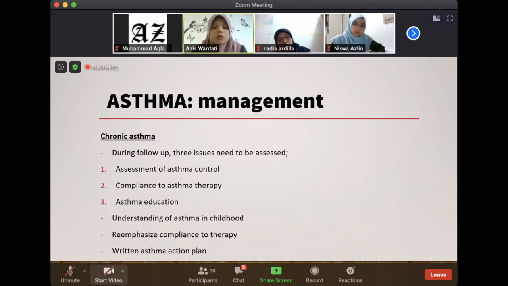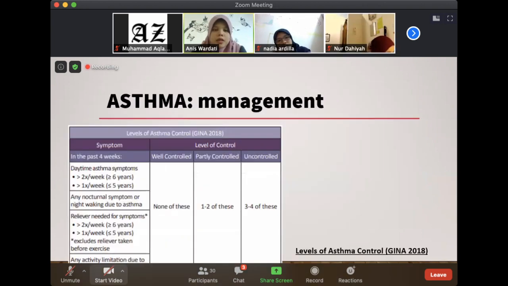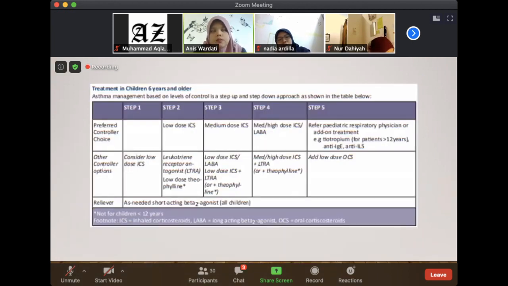So for the asthma control, during follow-up, we need to assess their level of control, because depending on this level of control, we step up or step down the current treatment. The level of control is based on the asthma symptoms, any reliever needed, or any activity limitation due to the asthma. So if the patient is already compliant to the medication and using the right technique, but the asthma symptom is still not controlled, then we need to step up the treatment according to this.